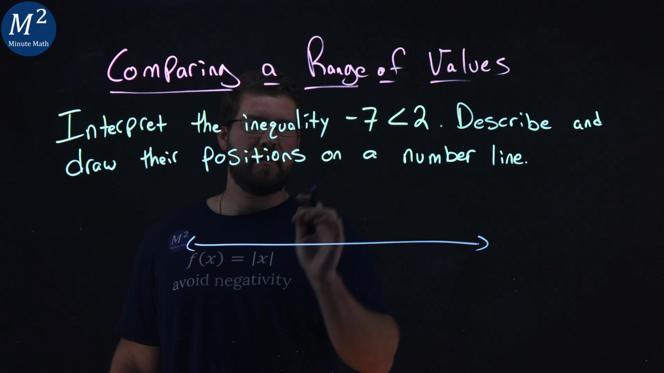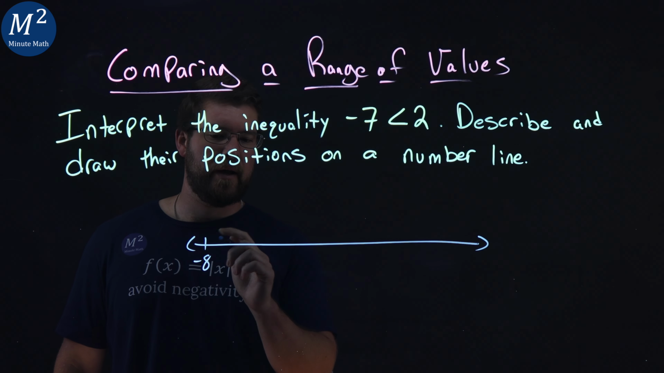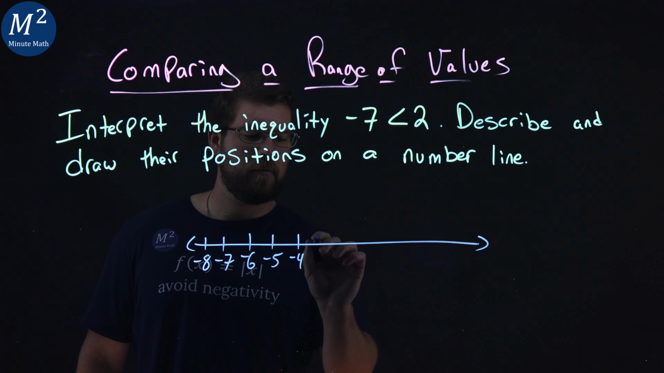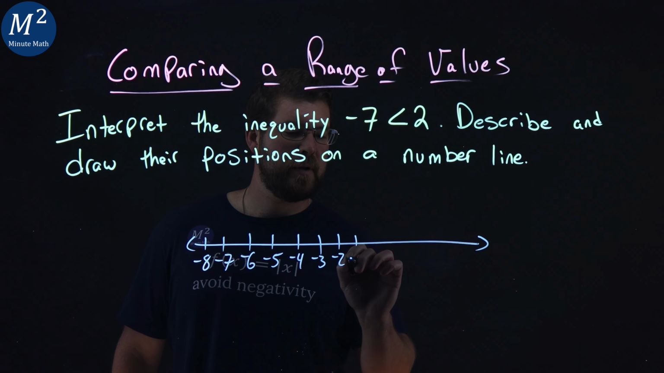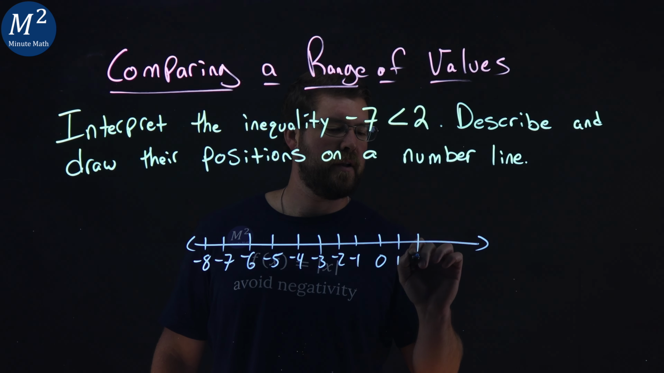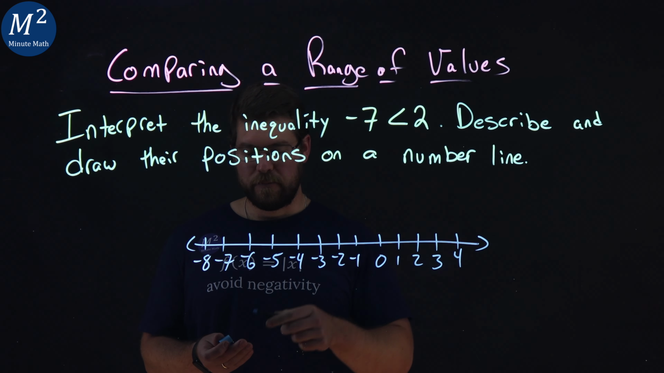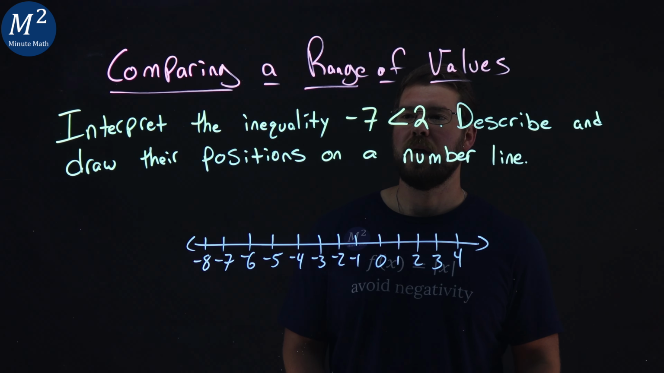We have -7, so let's start with -8. Let's work our way up. -7, -6, -5, -4, -3, -2, -1, 0, 1, 2, 3, and 4. We made it. We have the 2 as well. So now let's plot their positions.